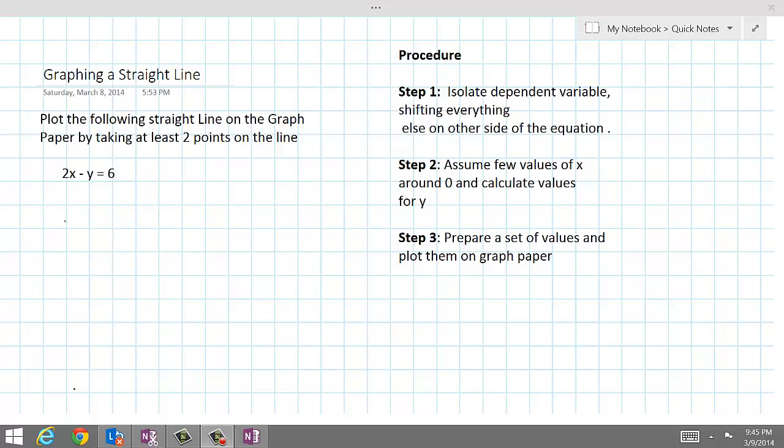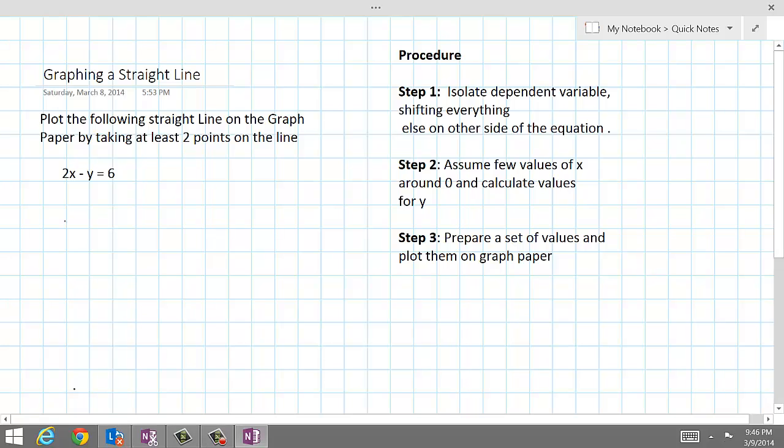Graphing a straight line. Plot the following straight line on the graph paper by taking at least 2 points on the line: 2x minus y is equal to 6. As step 1 of the given procedure, we will be isolating y for this equation.